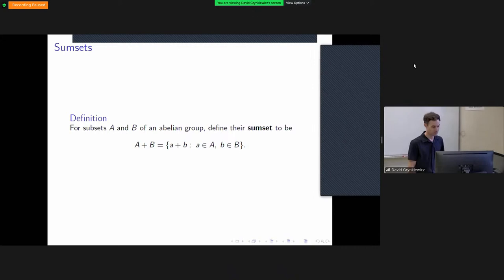Sum sets you may have seen before. We basically have some abelian group, and we're not studying the abelian group itself. We're looking at subsets A and B of this abelian group, and we define their sum set to be A plus B, all the little a plus little b with little a in A and little b in B. And the type of results I'm talking about are inverse types of results.